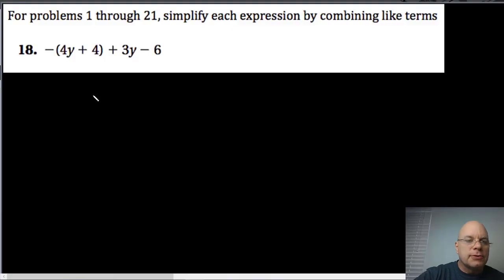Today we worked with like terms, trying to understand how we can combine like terms and thinking about what we're counting when we're looking at an expression, identifying terms, and then combining like terms. This problem presents another difficulty. We need to understand how to distribute this negative to the terms inside the parentheses.